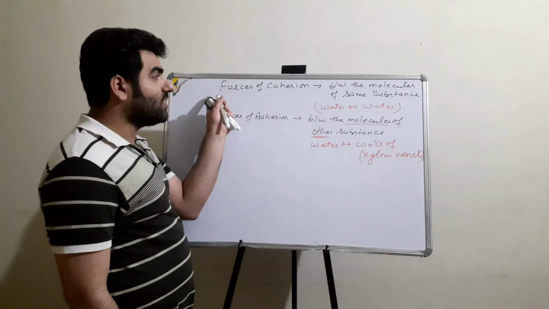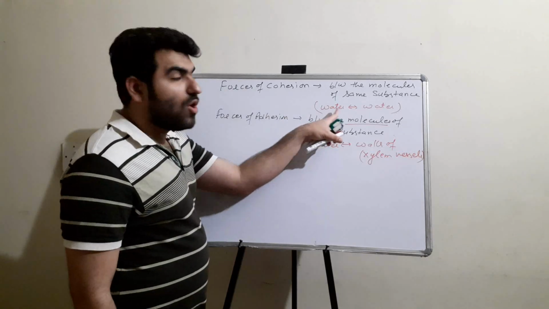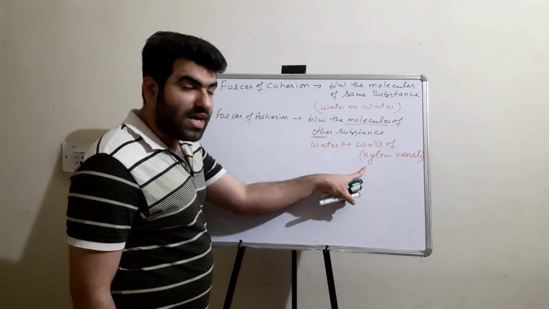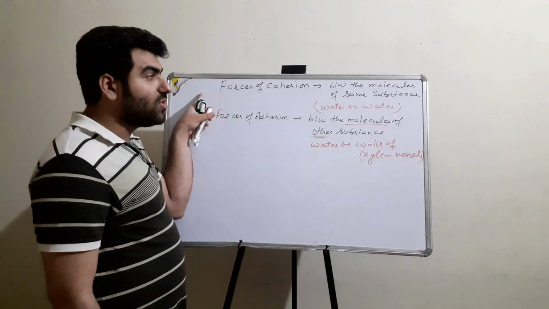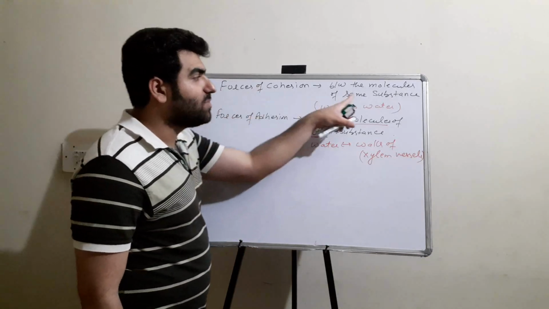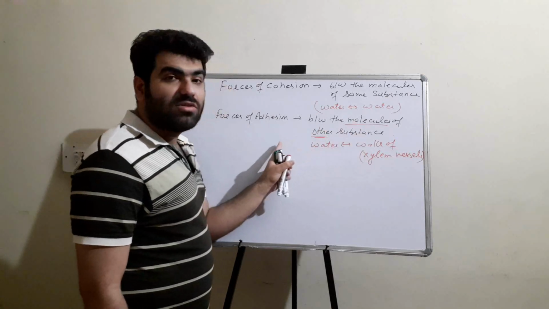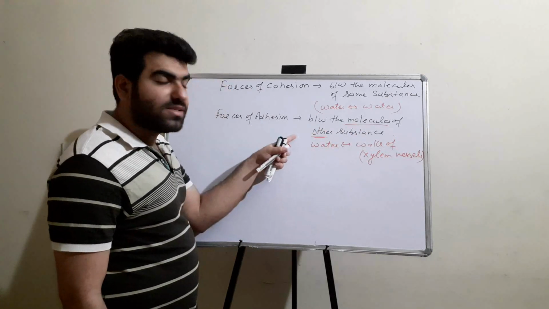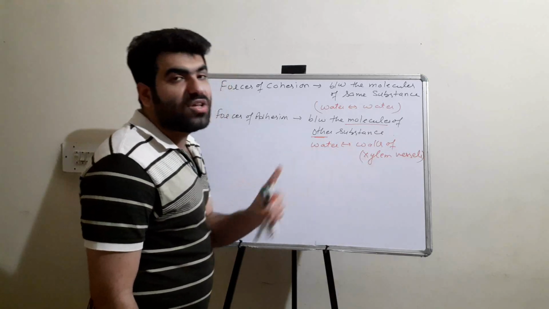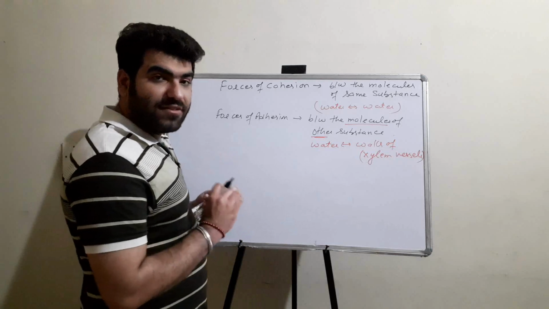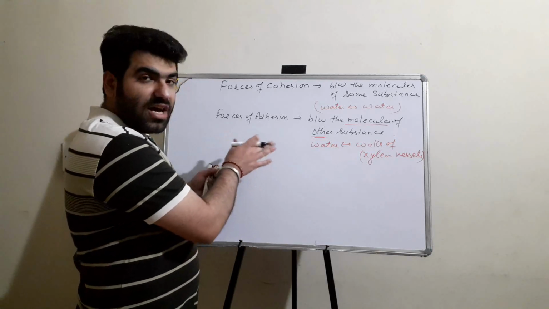This is also attraction, this is also attraction. So this water is attracted to other water and this water is attracted to the walls of the xylem vessel. These are the forces of cohesion and adhesion. Cohesion is between the molecules of the same substance. Adhesion is between the molecules of two different substances, that is water and the walls of the xylem vessel.